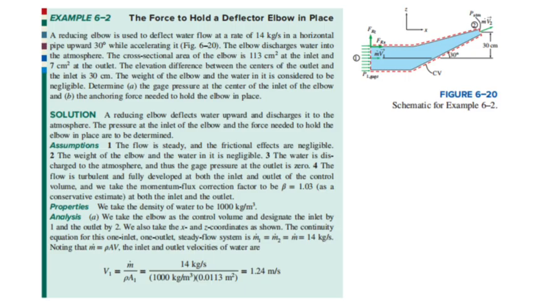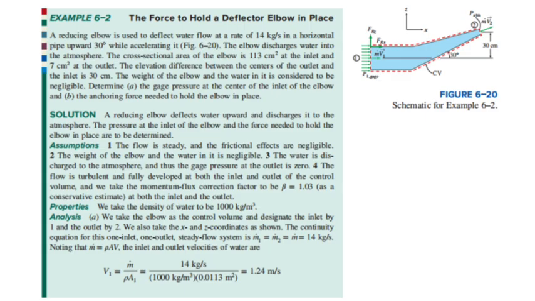We have water flowing through a reducing elbow at 14 kg per second. The elbow changes the flow direction by 30 degrees while reducing from 113 centimeter square at the inlet to 7 centimeter square at the outlet. We need to find the force required to hold this elbow in place.